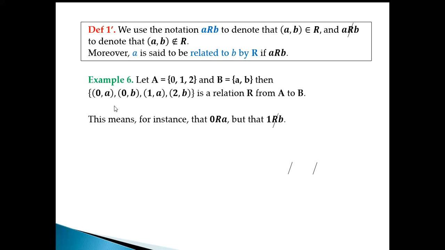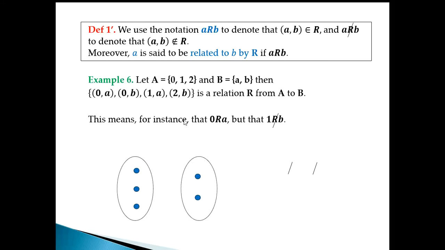Now we can see that (0,a) is there in the relation. It means that 0 is related to a. But here you can see that (1,b) is not there. So it means that 1 is not related to b. We can represent this relation by an arrow diagram also.